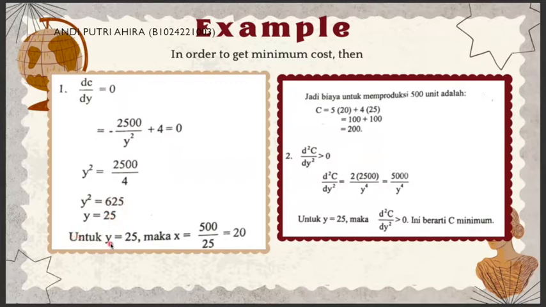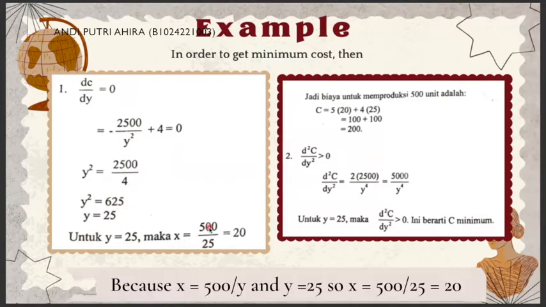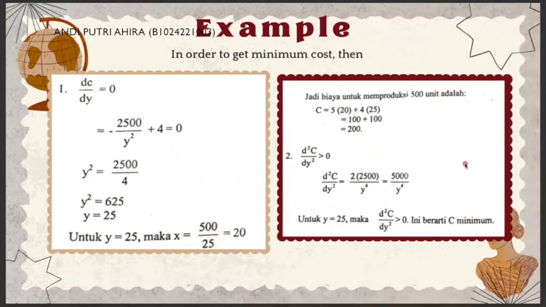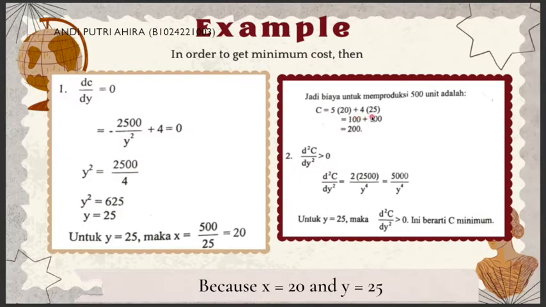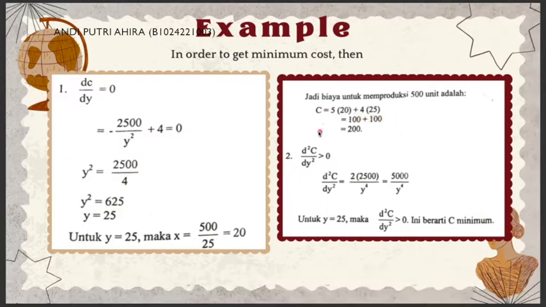So when Y is equal to 25, then X equals 500 divided by 25, which equals 20. So the cost to produce 500 units is C equals 5 times 20 plus 4 times 25, which equals 100 plus 100. The cost will be 200.